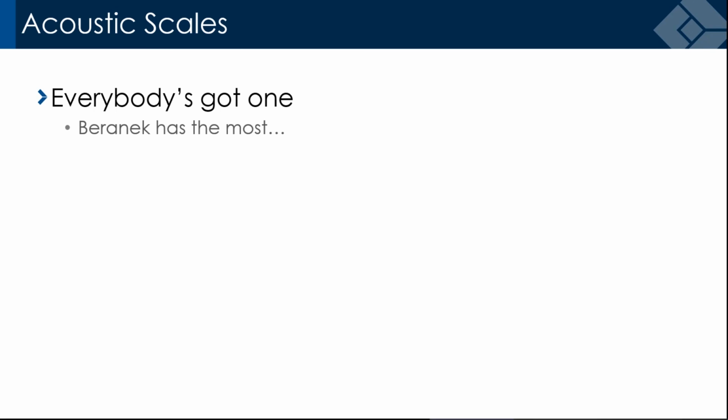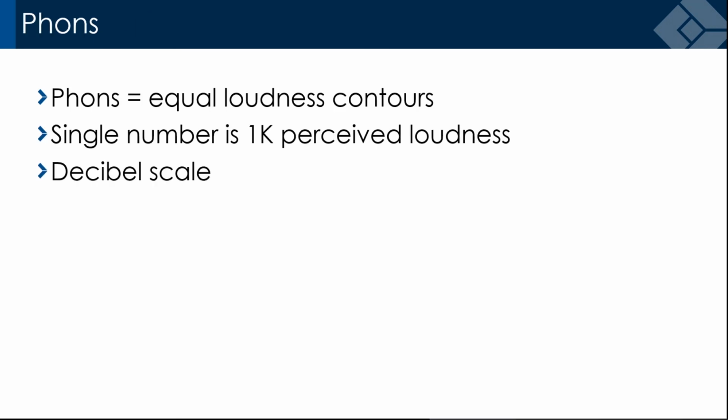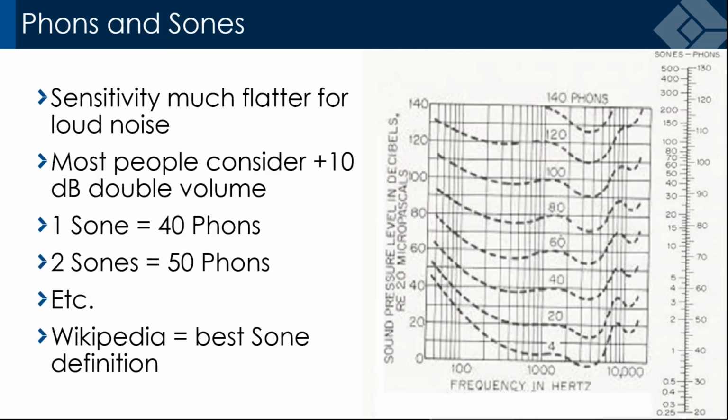Okay, acoustic scales. There are a lot of them. And Leo Baranek created the most of anybody. So fons are curves of equal loudness. And these were mostly tests done on military age college men to develop those curves. And the idea is to come up with a single number at 1K, the perceived loudness. And it uses the decibel scale.